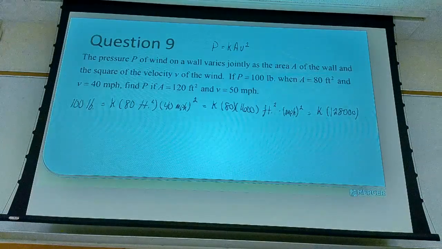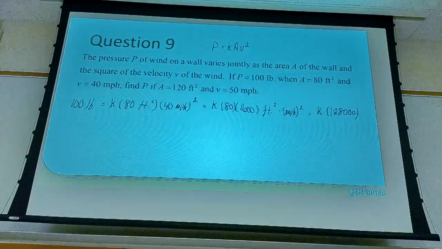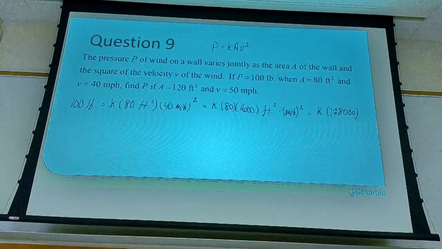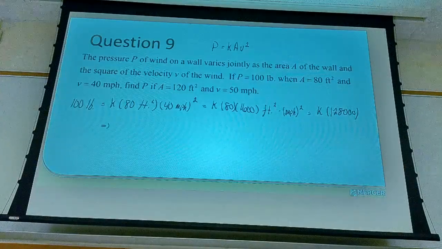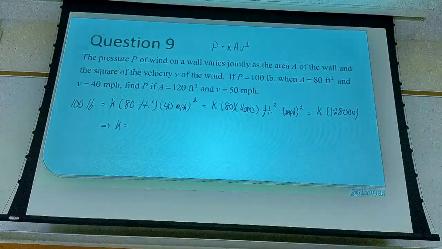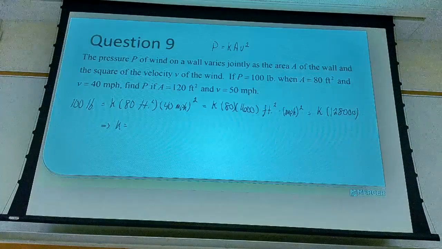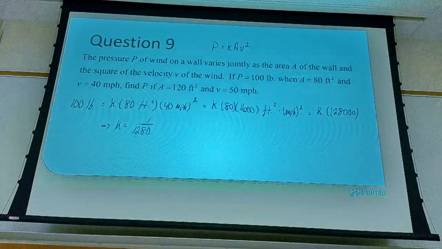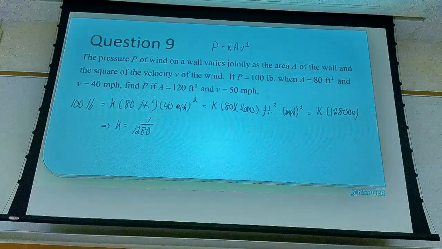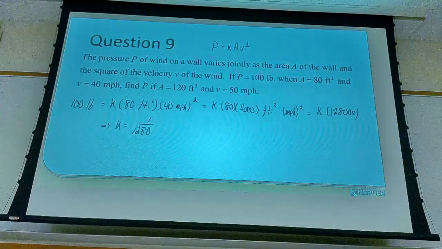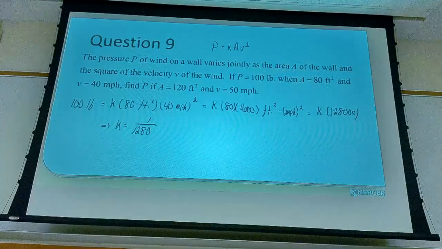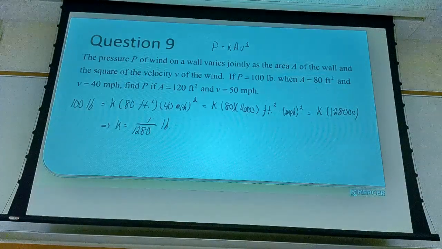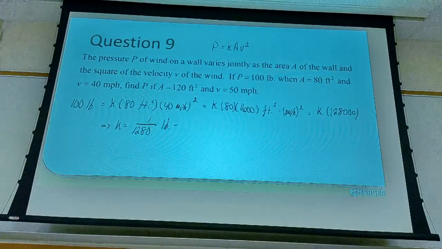I'm not going to write out the units because of them. And now 100 divided by that. That's easy. One over 1280. And the units. Pound.